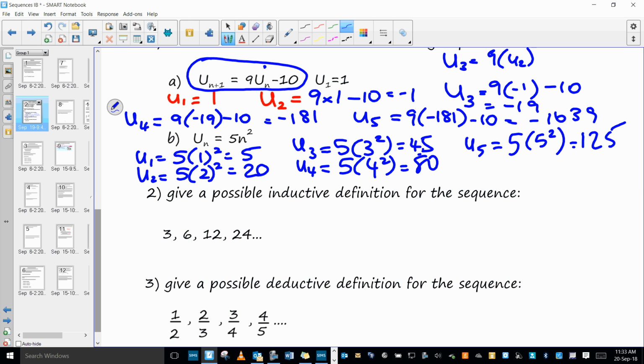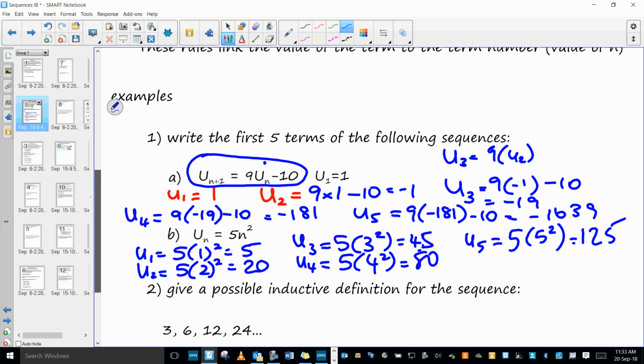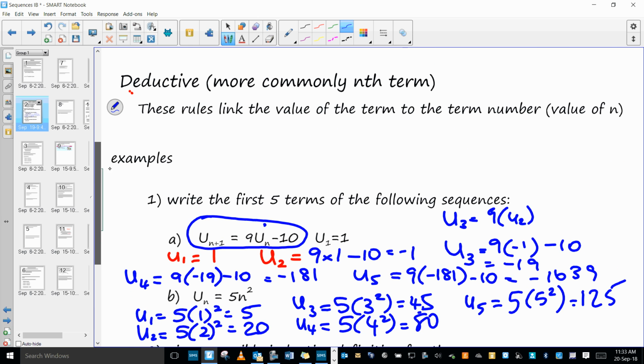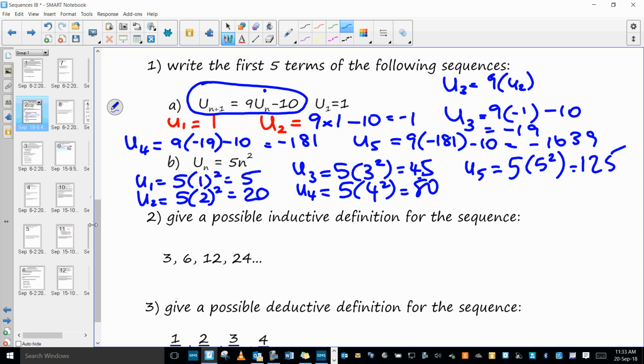Okay, inductive is another way of saying recursive. Inductive is recursive. Yes. Are you sure? Yep.